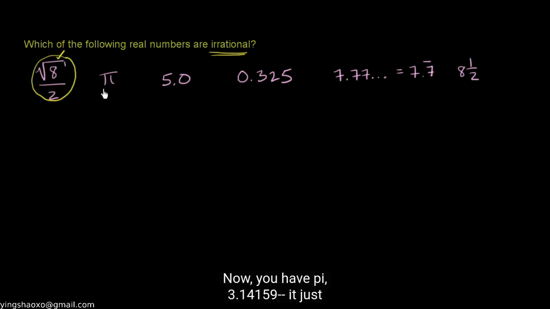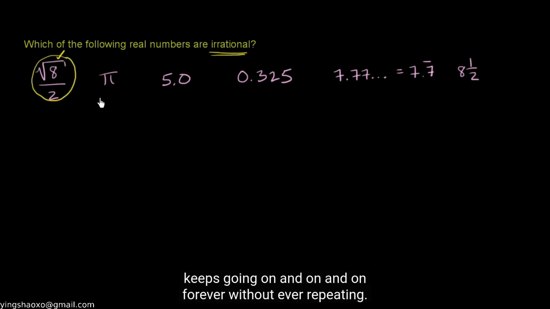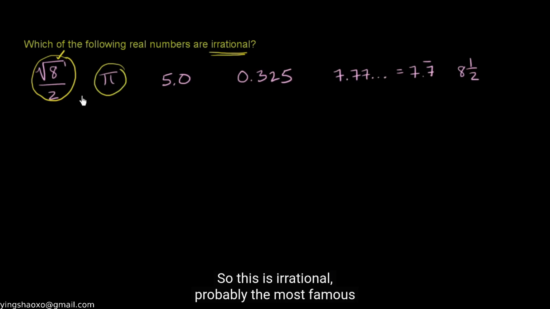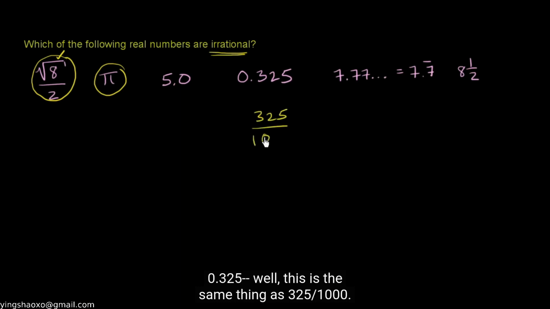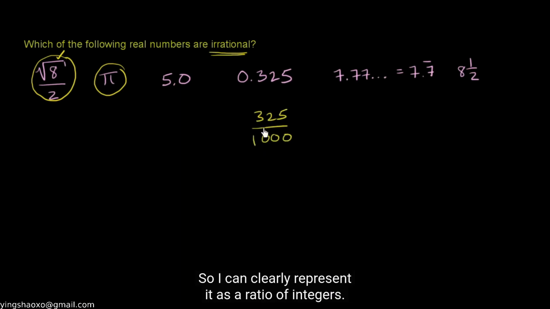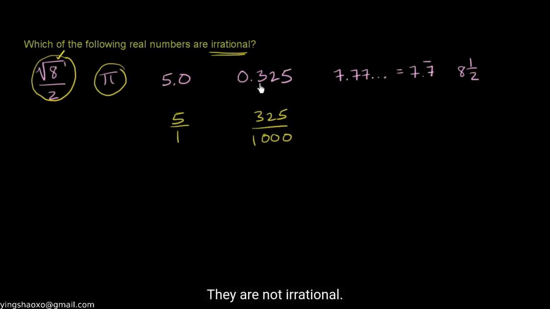Now you have pi, 3.14159. It just keeps going on and on and on forever without ever repeating. So this is irrational, probably the most famous of all of the irrational numbers. 5.0, well, I can represent 5.0 as 5 over 1. So 5.0 is rational. It is not irrational. 0.325, well, this is the same thing as 325 over 1,000. So I can clearly represent it as a ratio of integers. So this is rational, just as I could represent 5.0 as 5 over 1. Both of these are rational. They are not irrational.